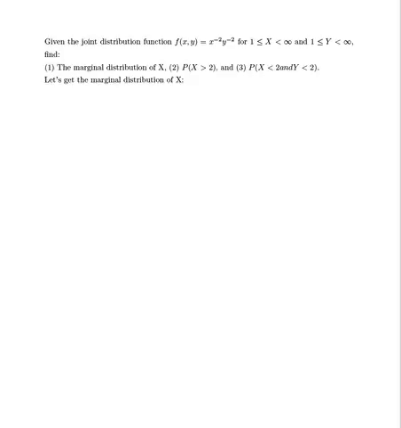So to get a marginal distribution, you want to get rid of one of the variables. We'll get rid of y by integrating over y. So we'll do our integral from, okay, we're getting rid of y, so y goes from 1 to infinity, of x to the minus 2, y to the minus 2. We'll take the dy.